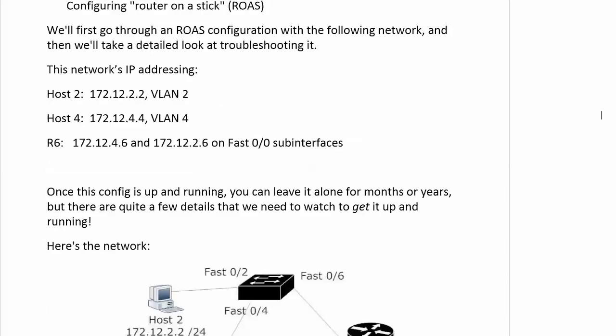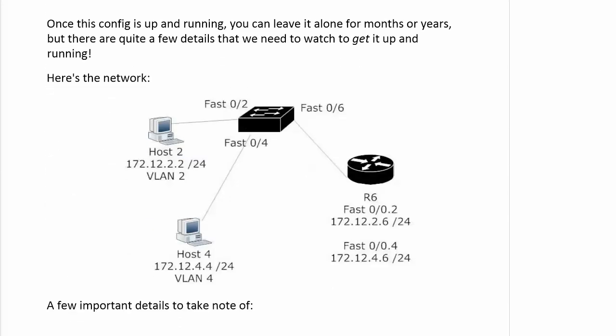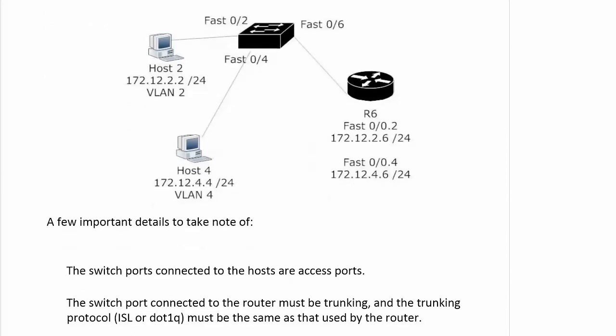Here is that network, by the way, and here's the physical setup. Host 2 and host 4 are connected to our one switch at the fast 2 and fast 4 ports. And router 6 is going to be found off fast 6, and you see the sub-interfaces that I mentioned earlier. A couple of important details here to take note of. The switch ports connected to the hosts are access ports. Access ports belong to one VLAN and one VLAN only.